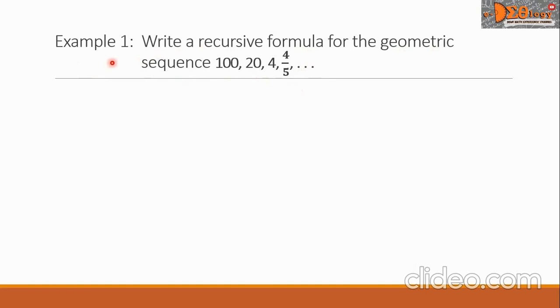Let's have example 1. Write a recursive formula for the geometric sequence where the first term is 100, second term 20, third term 4, fourth term 4 over 5. Let us write the recursive formula here. In the recursive formula, we simply find r, or the common ratio, and substitute in the formula, and that will be the final answer itself.